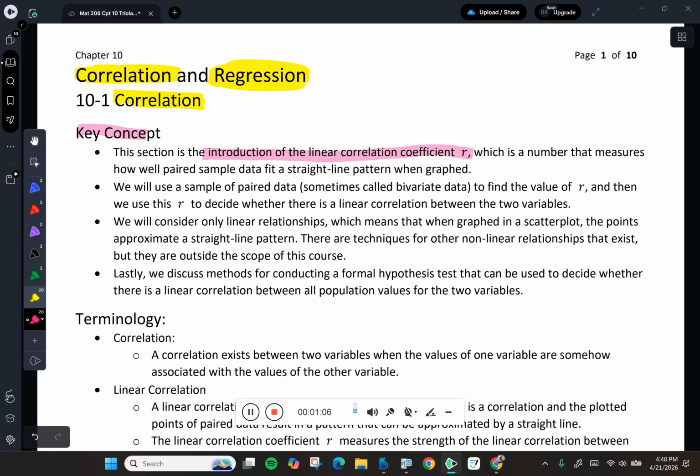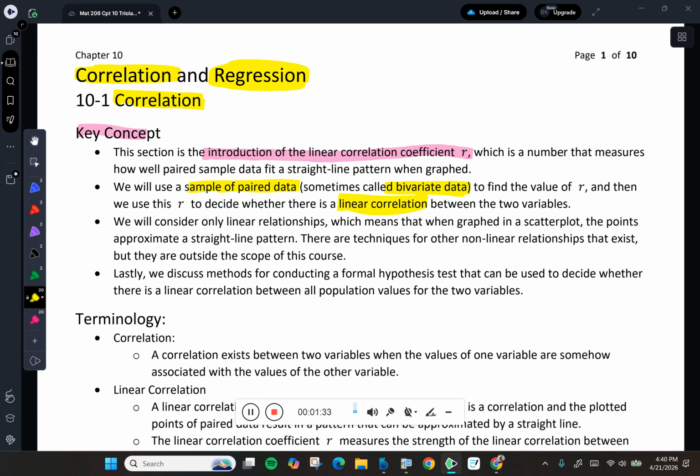Okay? So we're going to be using sample data, sample paired data. It's sometimes referred to as bivariate data, but think of it as a bunch of x's and y's, a bunch of data points where we have an x and a y. And then we're going to decide whether or not there is a linear correlation between those x's and y's. That is, could we model this with a line?